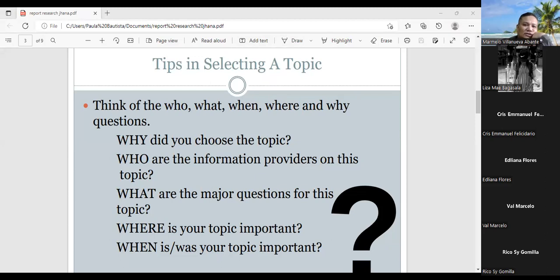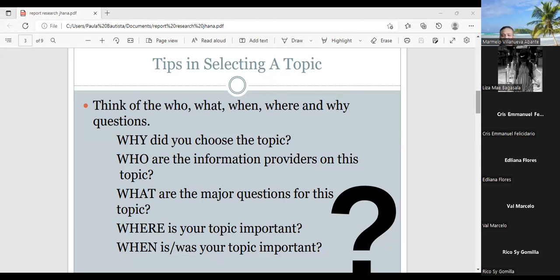Ayan po. Next po is to think of the who, what, when, where, and why questions. Why did you choose the topic? What interests you about it? Do you have an opinion about the issues involved? Kaya nung sa akin, kaya ako siya pinili is aside po sa interested ako doon, syempre relevant din siya kasi it will help my business improve.